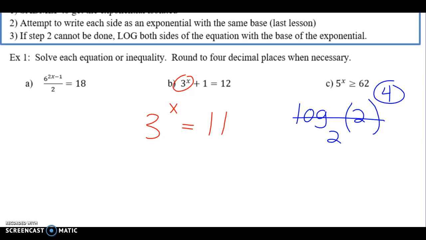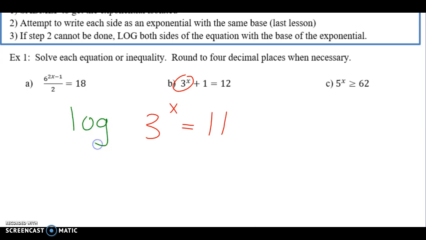Okay? So what we're going to do, we can do anything we want to an equation as long as what? Do it to both sides. So what I'm going to do, I'm going to log base 3 the left side. Why do you think I chose log base 3? Yeah, so it cancels out the base of the exponent.